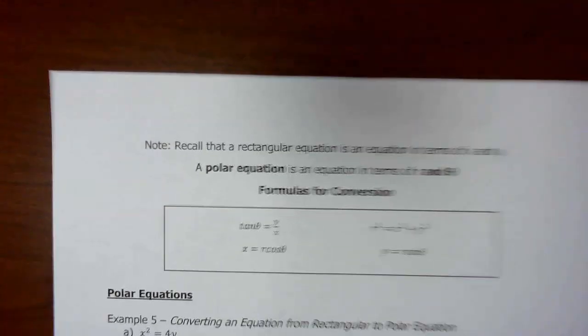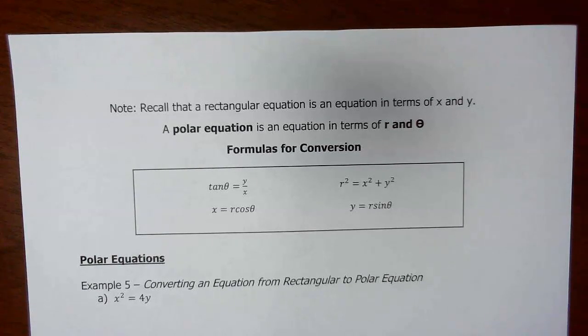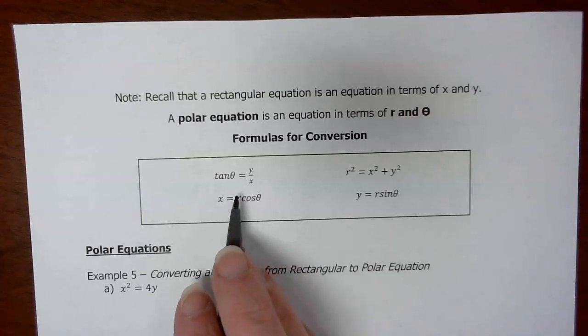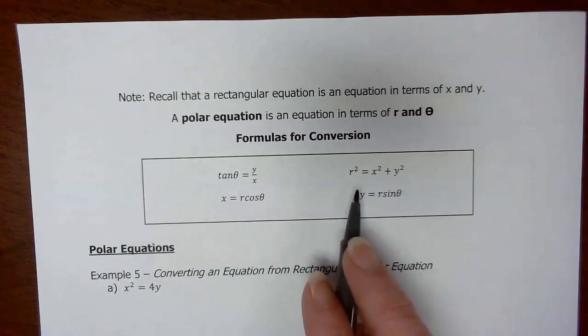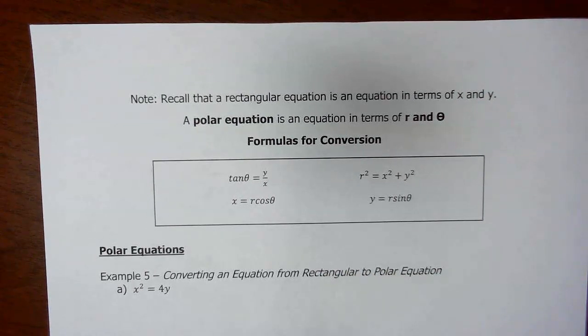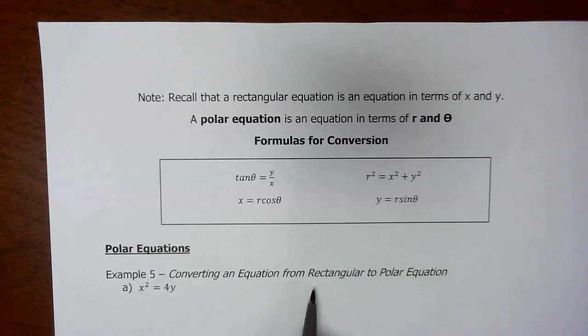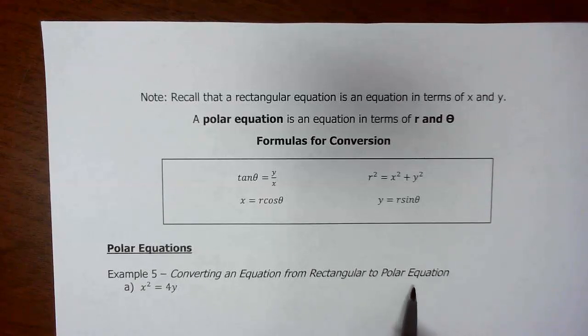So, a rectangular equation is x and y. A polar equation has r and theta. So here are all the rules that we've just played with. Tangent of theta equals y over x. R squared equals x squared plus y squared. And if we want to convert an equation from rectangular to polar, that means we're trying to get everything with r's and thetas.